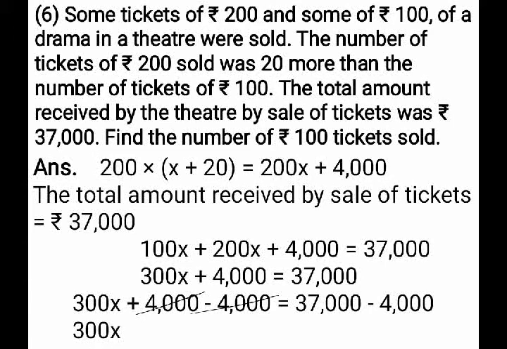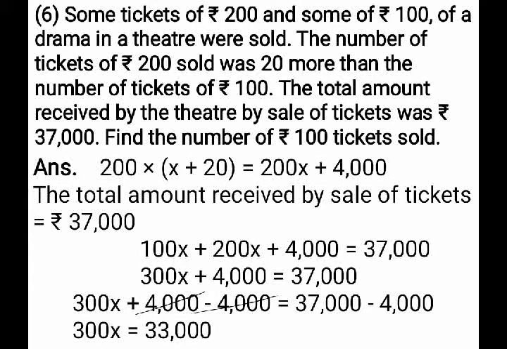Then you have to subtract this number on the right side. That is 37,000 minus 4000. Now start subtracting 37,000 and 4000. 0 minus 0 is 0. 0 minus 0 is 0. 0 minus 0 is 0. 7 minus 4 is 3. 3 minus 0 is 3. After subtracting 37,000 and 4000, you are getting the answer 33,000.